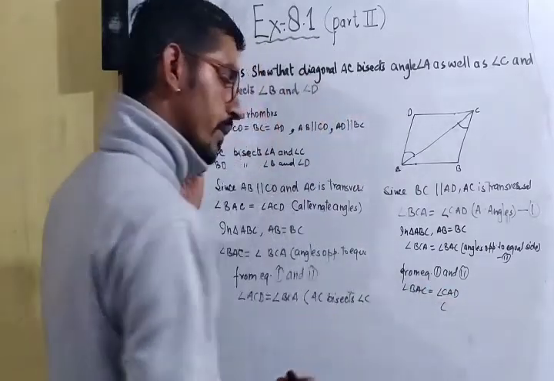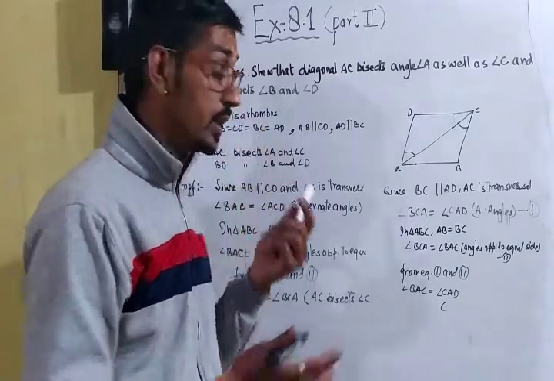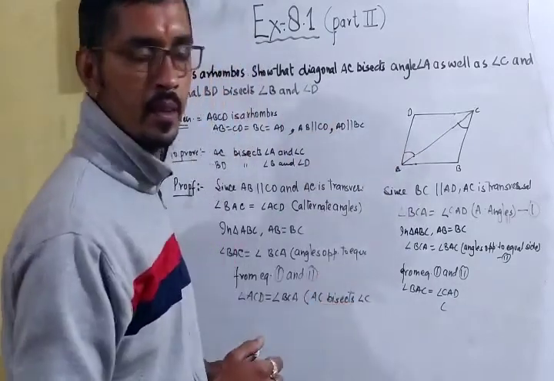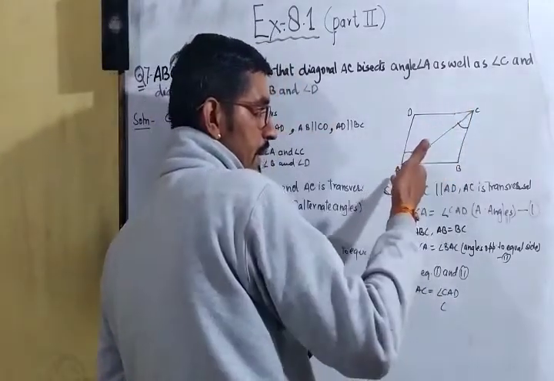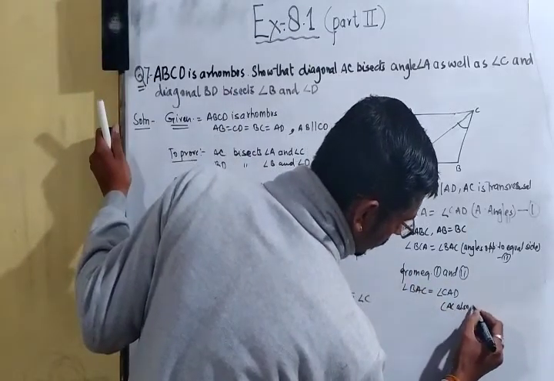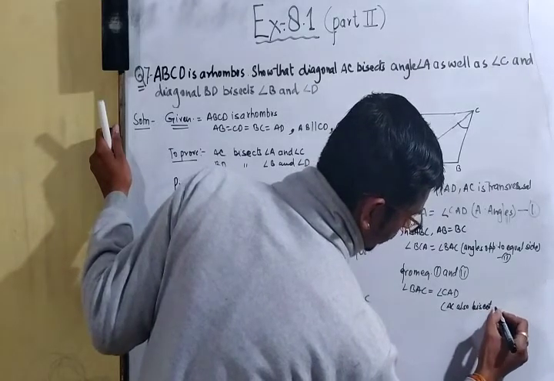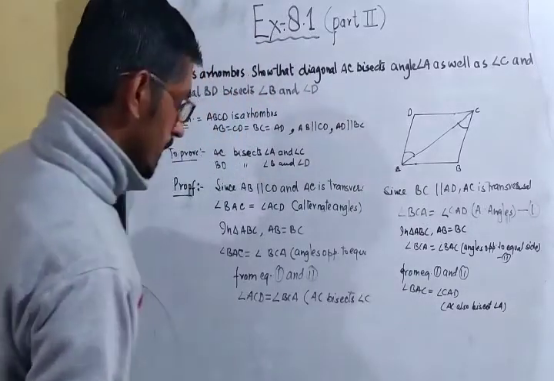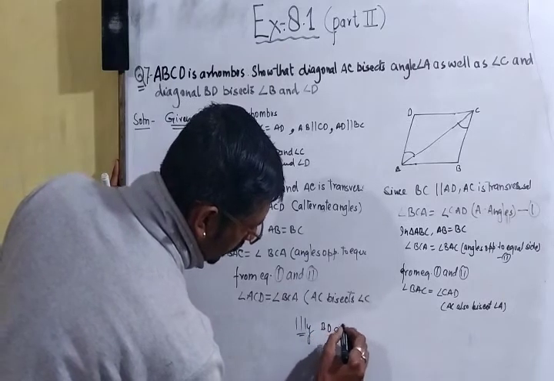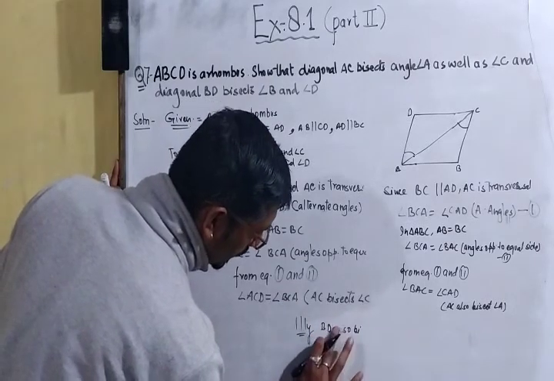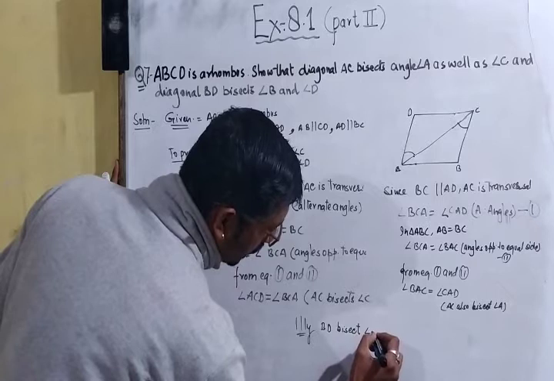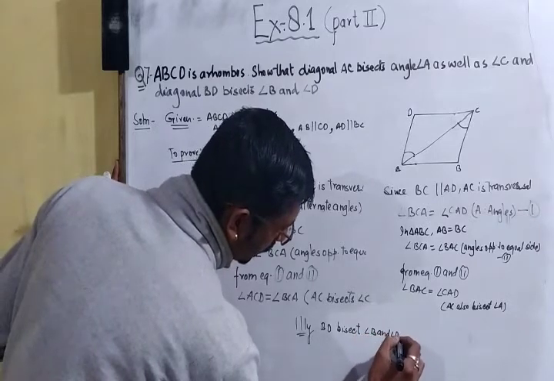So again, what does this result show? This result shows that this angle is equal to this one. So we can say that AC is also bisecting angle A. Here you will write, AC also bisects angle A. Similarly, we can conclude that BD bisects angle B and angle D.